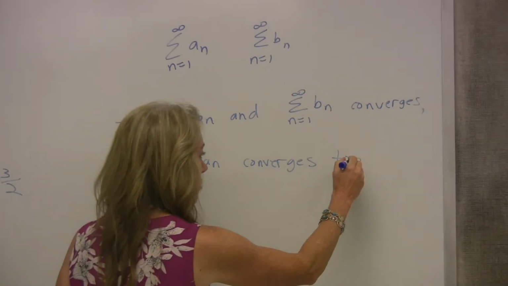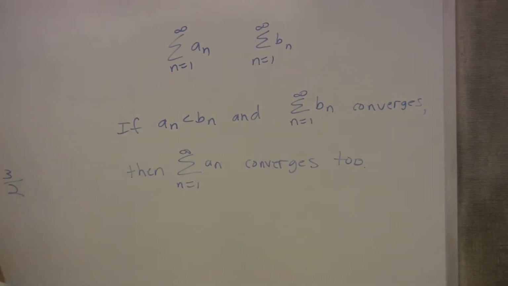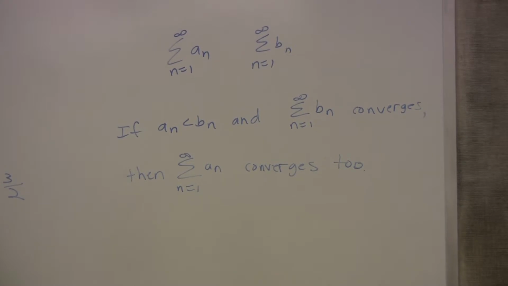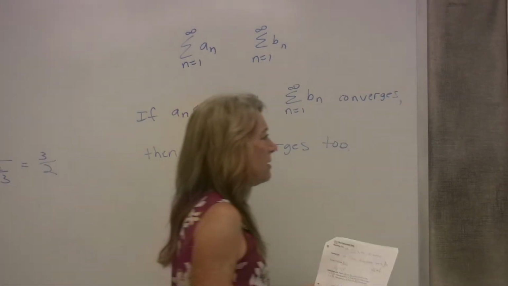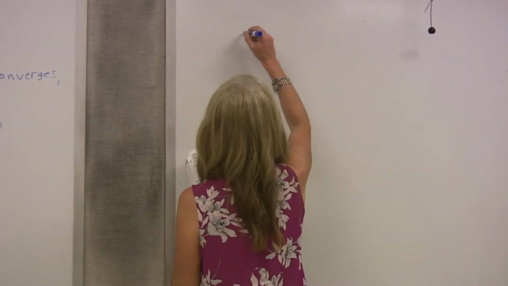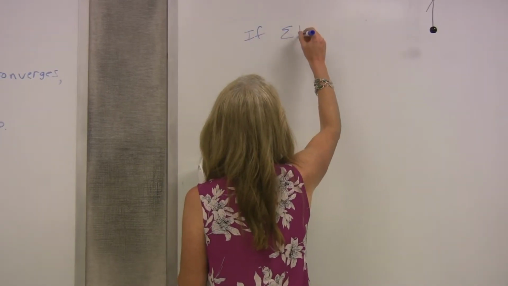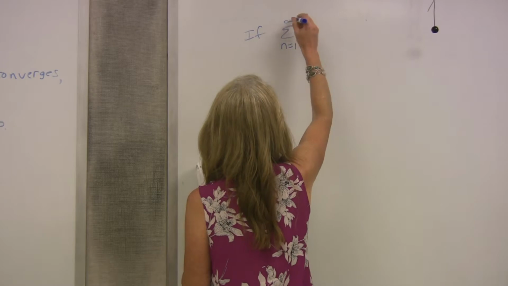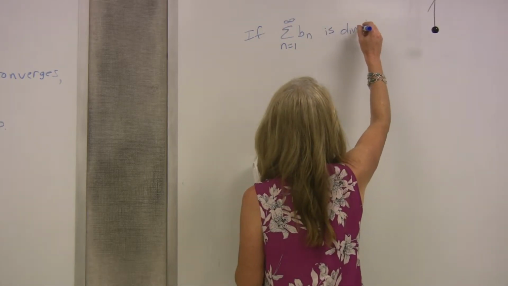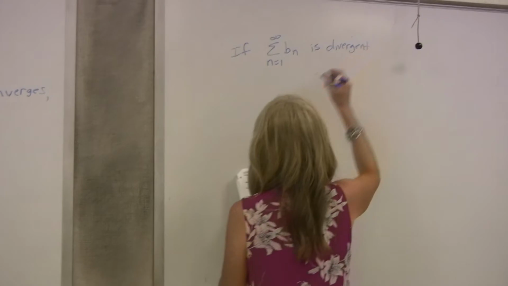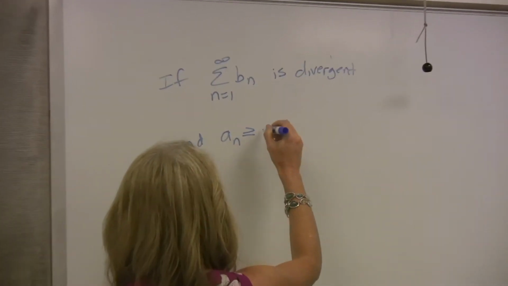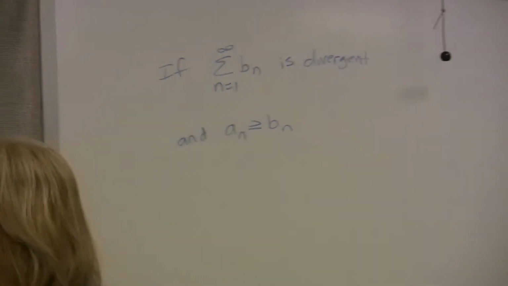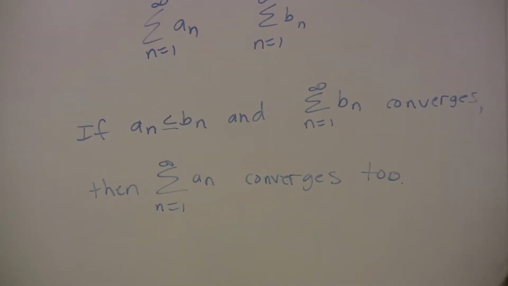Oh, it's not 2. Does that make sense? Why it has to be smaller than it? Well, the second line says, what if bn is divergent? What if the second series is divergent? And look at this one. an is greater than or equal to. I left off my or equal to over here. Less than or equal to. But they're equal would be good.